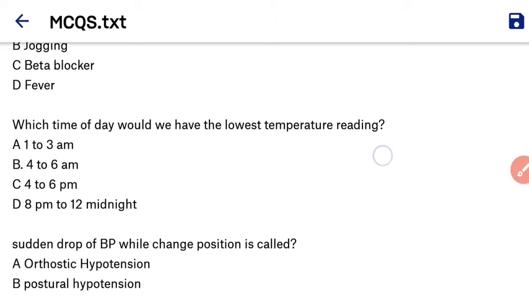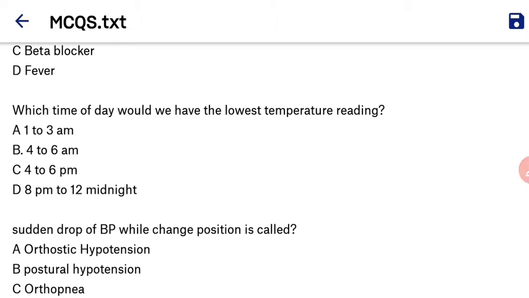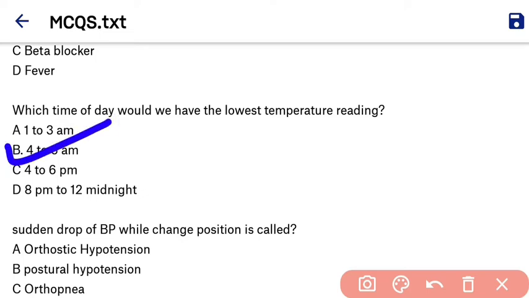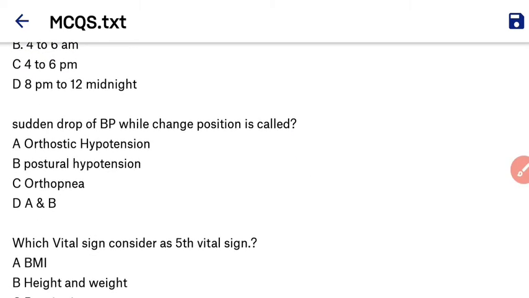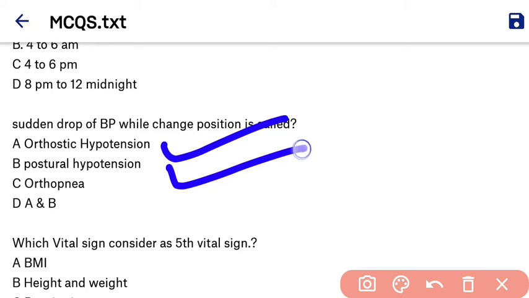Okay, next, which time of day would have the lowest temperature reading? So here our right answer is between 4 to 6 am, when an individual has the lowest temperature reading. Okay, next, a sudden drop of blood pressure while changing position is called orthostatic hypotension and postural hypotension. So here our right answer is both A and B. Okay, so a sudden drop of BP while changing position, like from sitting to standing. Okay, when the blood pressure drops, it is called orthostatic or postural hypotension.